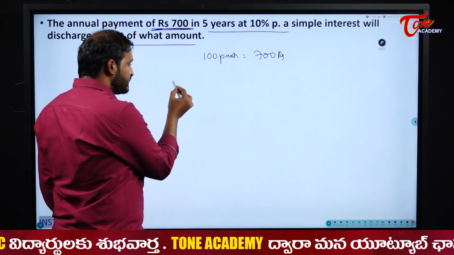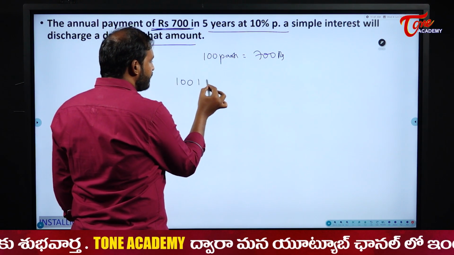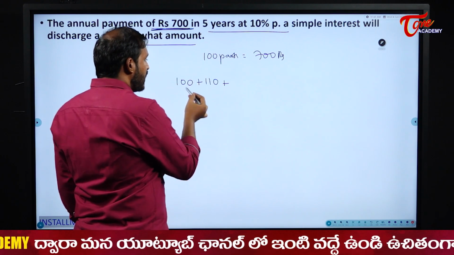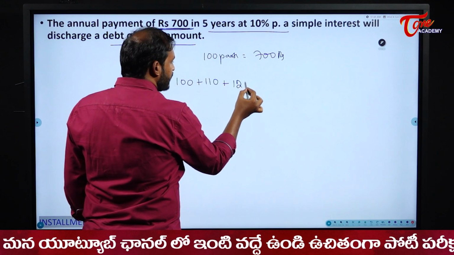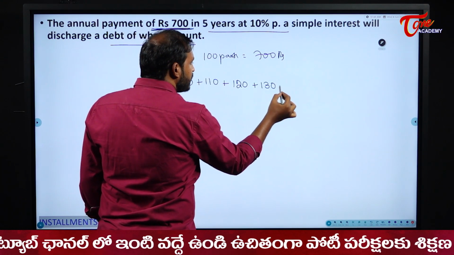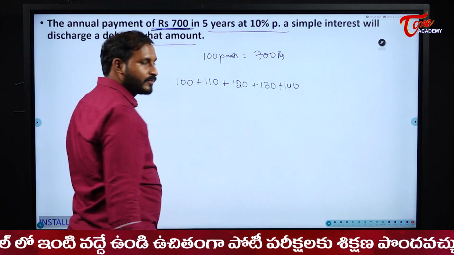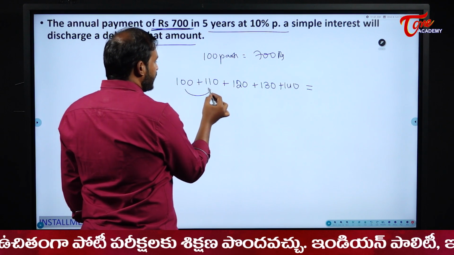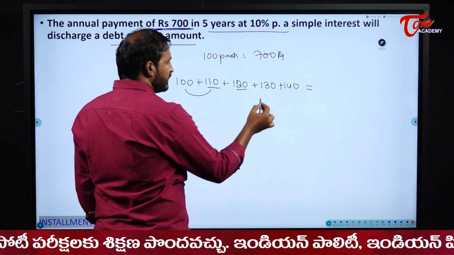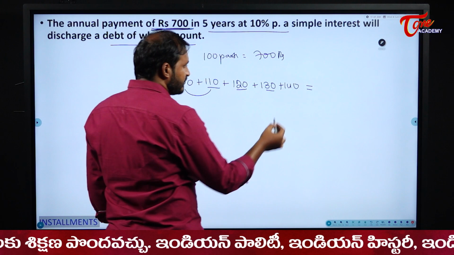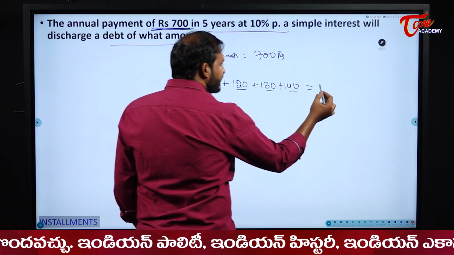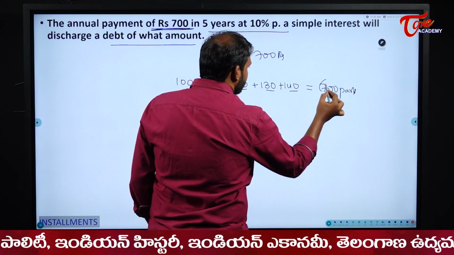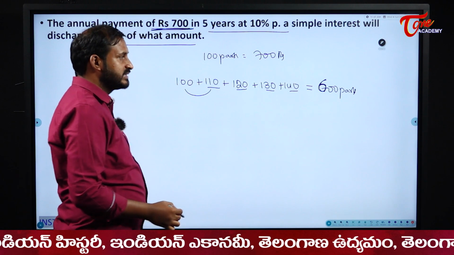So, from where will my installment start? From 100. 100 plus 110 plus... Why? Because the rate of interest is 10. How many years? 5 years. 100 plus 110 plus 120 plus 130 plus 140. Overall, this is equal to how many parts, students? 10, 20, 30, 30 plus 30, 60, 60 plus 40, 100. Overall, this is becoming how much? 700 parts. Sorry, 600 parts. Overall, it is becoming 600 parts.